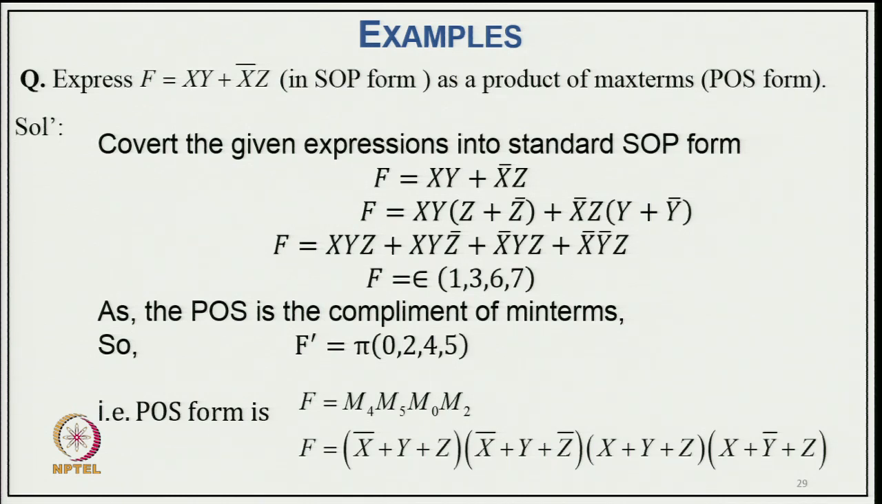So, in product of sum form, it will be f equal to M4 M5 M0 M1, and that we can write as f equal to x bar plus y plus z multiplied in bracket x bar plus y plus z bar multiplied by x plus y plus z and multiplied by x y bar z.